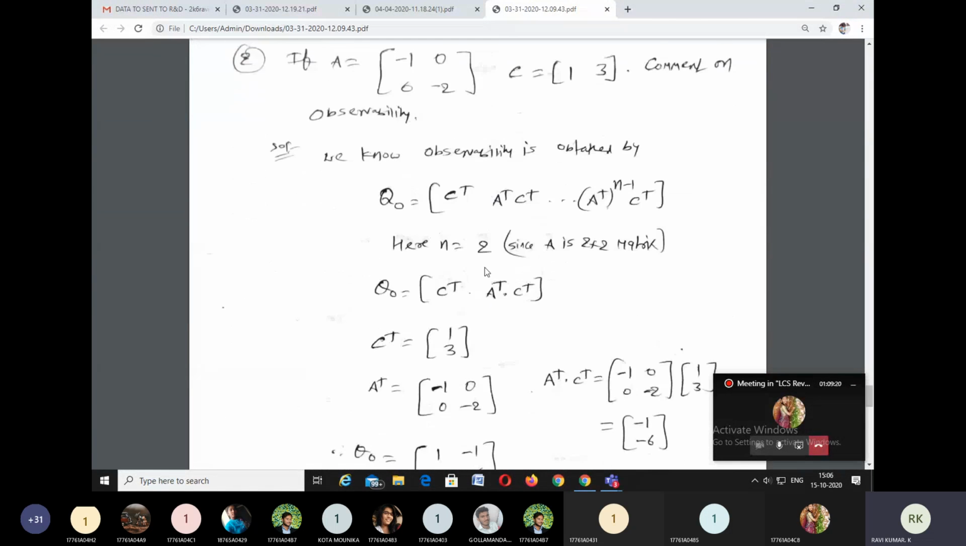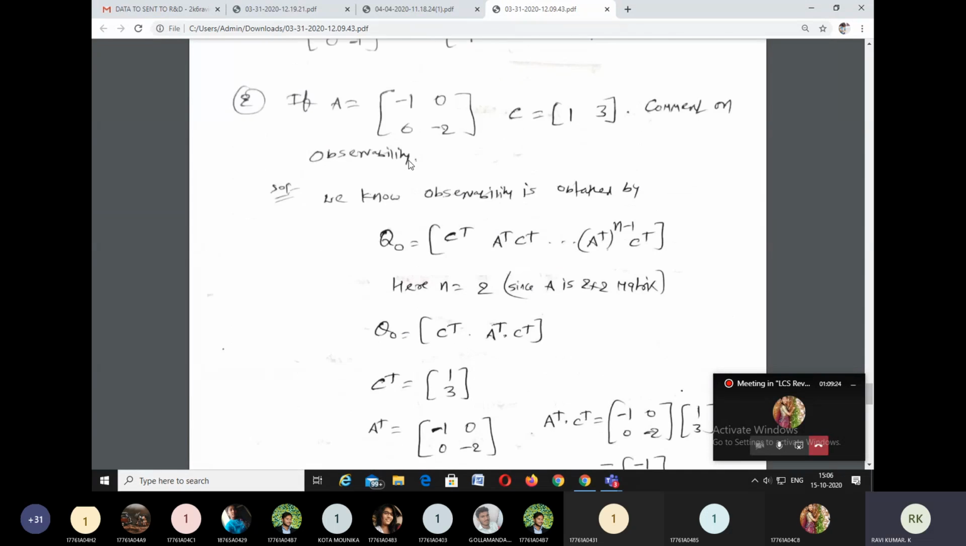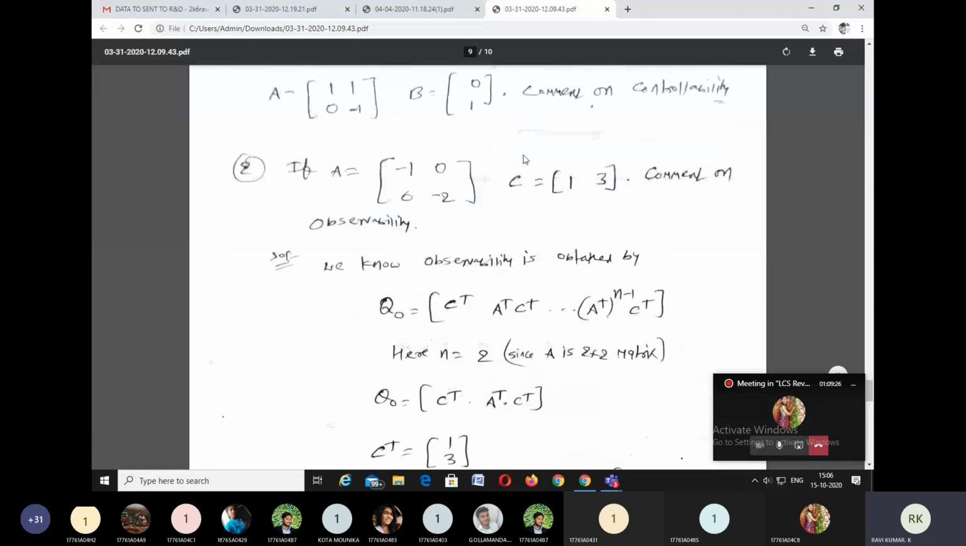Next, coming to observability. Observability means the A matrix and C matrix are enough. That's why I'm giving only the A and C matrices here. We don't require the B and D matrices. So the formula is C transpose as the first column, the second column is A transpose into C transpose, and so on up to. Here n is nothing but the order. Here A is a 2 by 2 matrix, so n is 2. If n is equal to 2, then 2 minus 1 is 1. So C transpose is the first column, and the next column, A transpose into C transpose, is the last one.